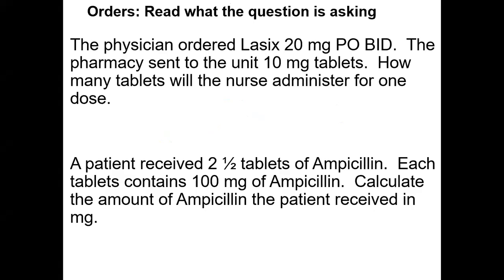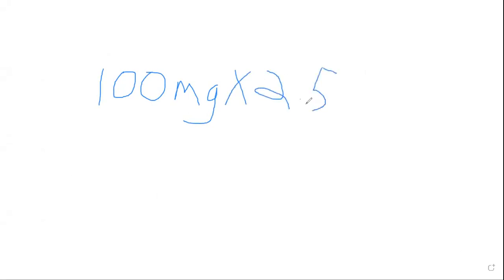Next question: patient received 2.5 tablets of ampicillin. Each tablet contains 100 milligrams of ampicillin. Calculate the amount of ampicillin the patient received in milligrams. It wants to know how many milligrams the patient received. First you have to figure out how much each tablet or capsule was worth, and we know each one was worth 100 milligrams. Then how many tablets did the patient get? They got 2.5. Now you just do the math: 100 times 2.5, and you should have gotten 250 milligrams.